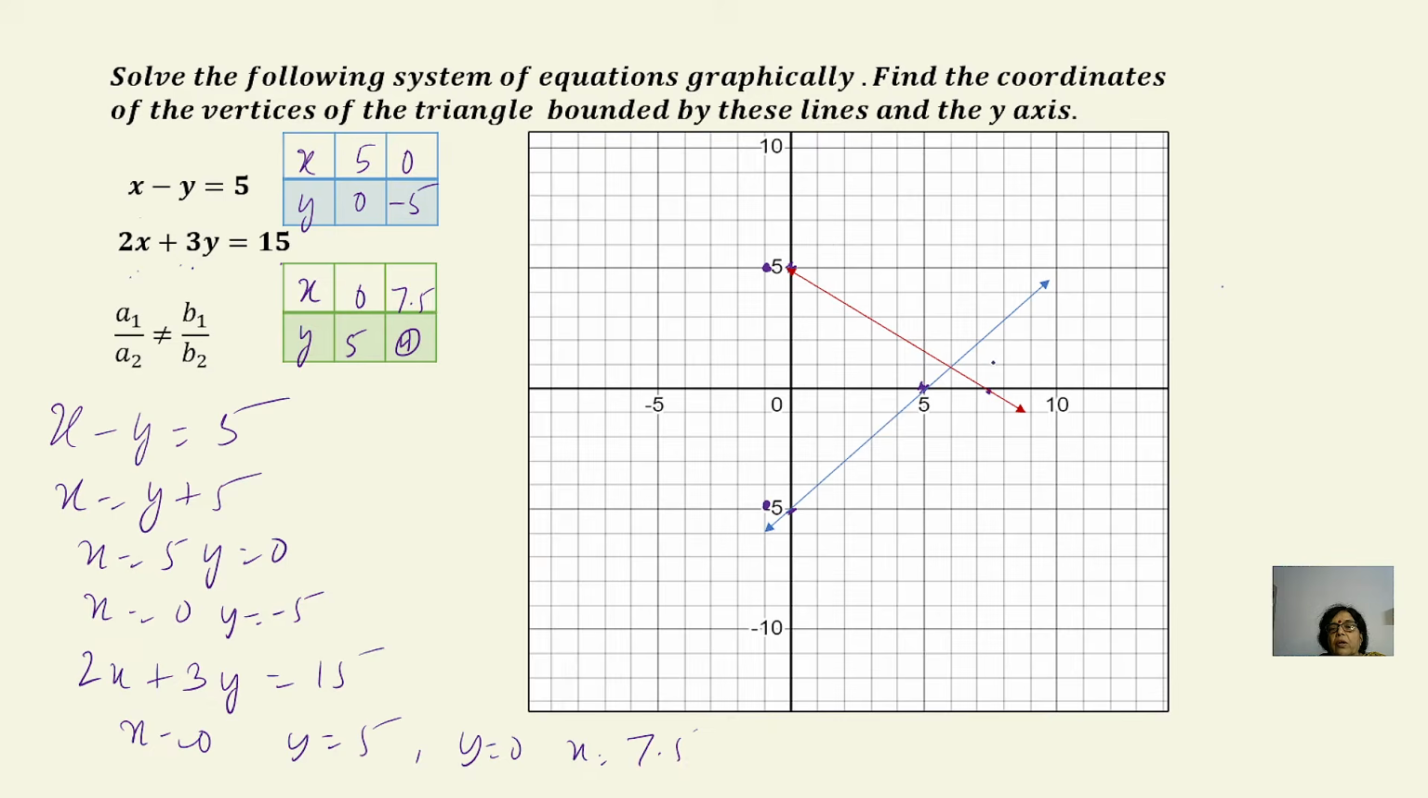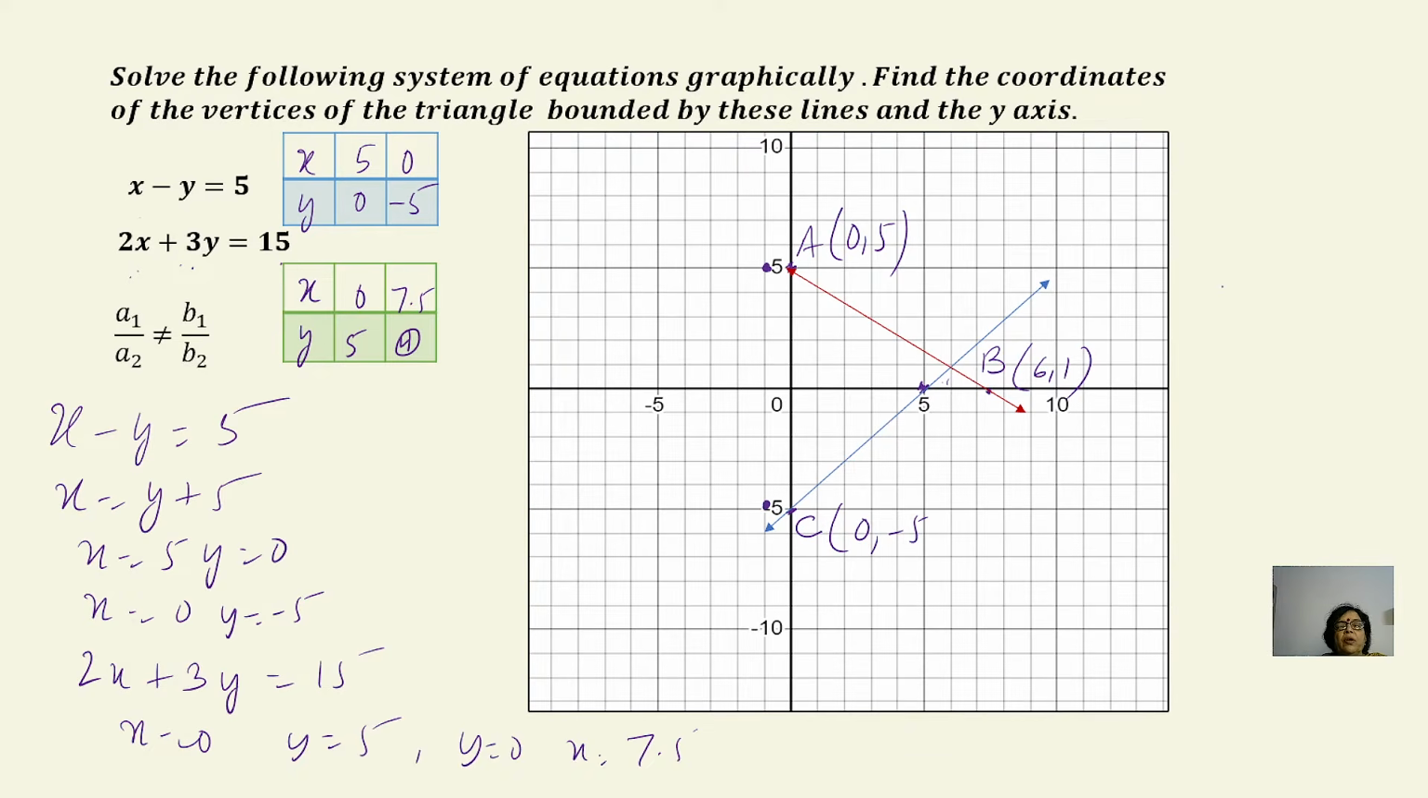6, 1. The second question is: find the coordinates of the vertices of the triangle bounded by these lines and the y-axis. So which is the triangle that we have to consider? We have to consider this triangle. This is the vertex A, this is the vertex B, and this is the vertex C. So the coordinates of A will be 0, 5. Coordinates of C will be 0, minus 5. And the coordinates of B will be 6, 1. Because it is saying y-axis and the two lines, you have to find that. If it was the x-axis and the two lines, it would be this small triangle over here.